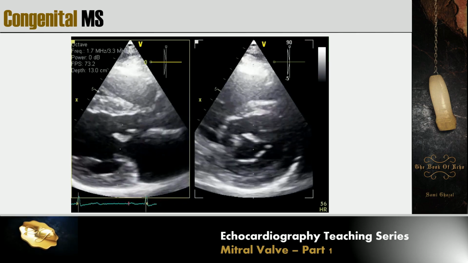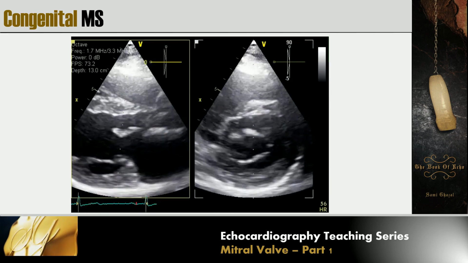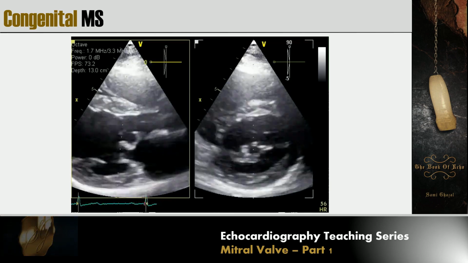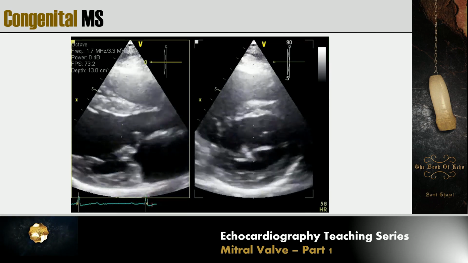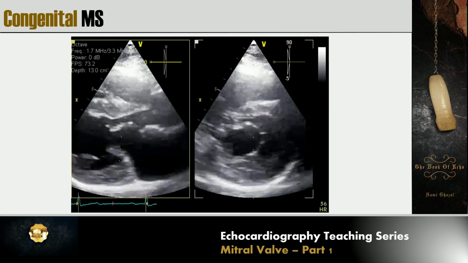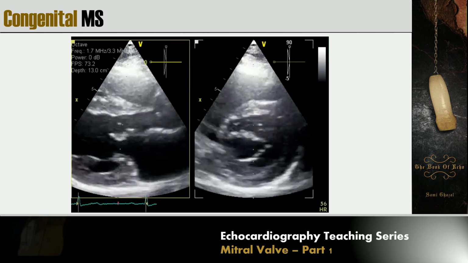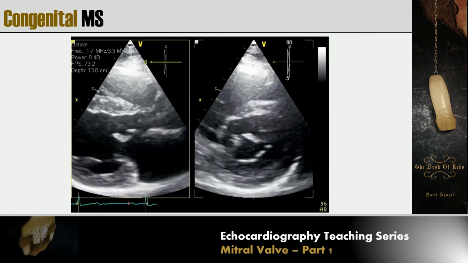So now proceeding to congenital mitral stenosis, and we'll proceed to the parachute mitral valve. So parachute mitral valve is when there is a single papillary muscle, or the two papillary muscles are very close to each other. This will limit the mobility of the otherwise normal leaflets and produce an obstruction.